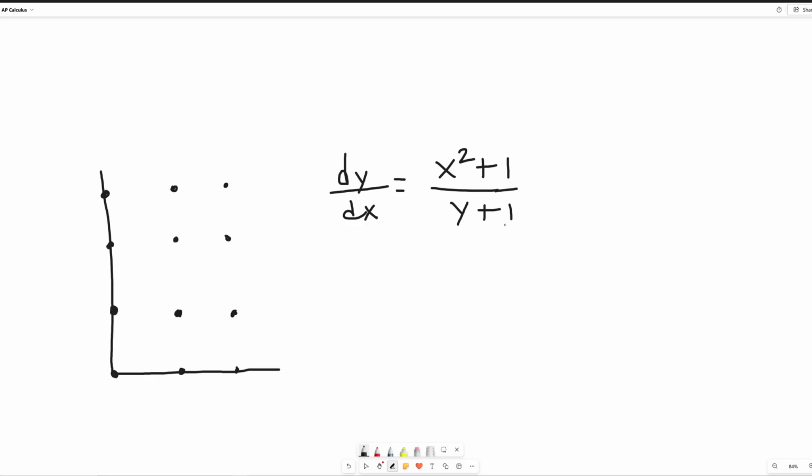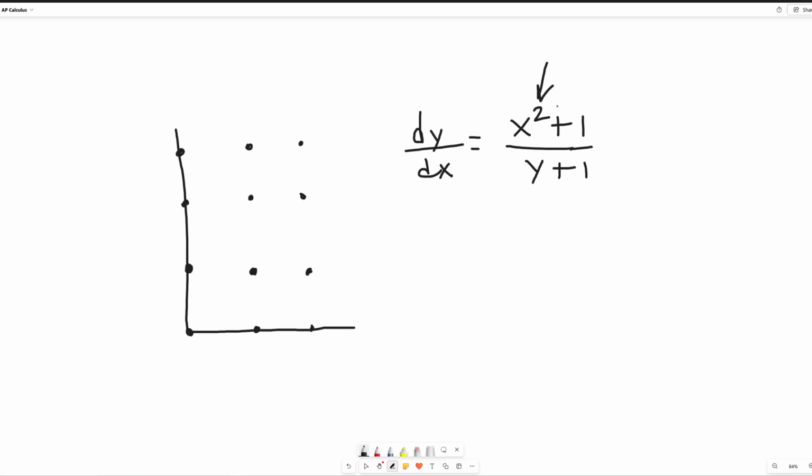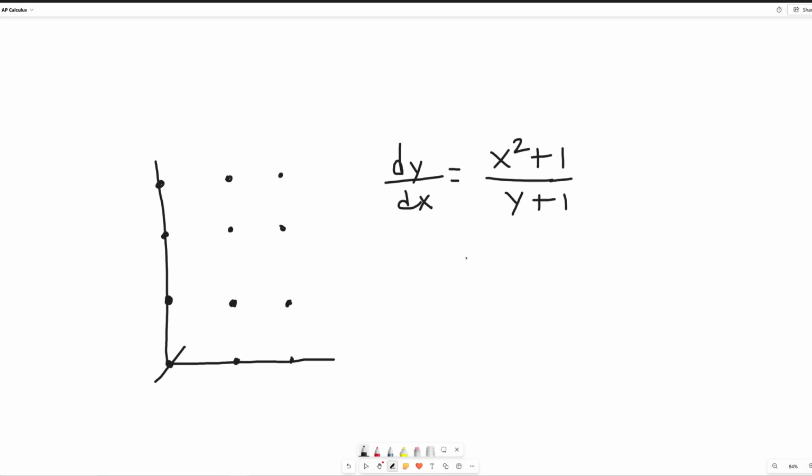All right, so plug in some values here. At 0, 0, the slope is going to be 0 squared plus 1 over 0 plus 1, which is just 1. At x equals 0, y equals 1, it's going to be 0 plus 1 over 1 plus 1, so that's 1 over 2, so the slope is going to be smaller here. And then you can do the math, but basically you plug in for every single point. At 0, 3, you have 0 plus 1 over 3 plus 1, which is 1 over 4.